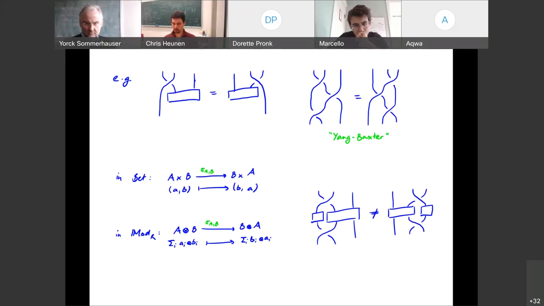On the bottom right here are two pictures that are not spatially isotopic to each other. So there is a braided monoidal category in which these two morphisms are not equal.